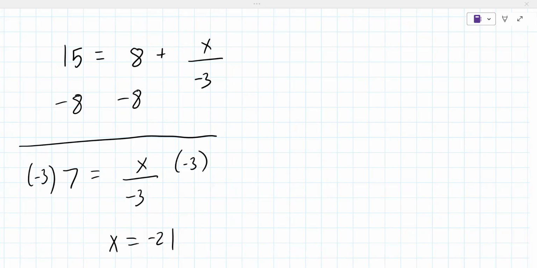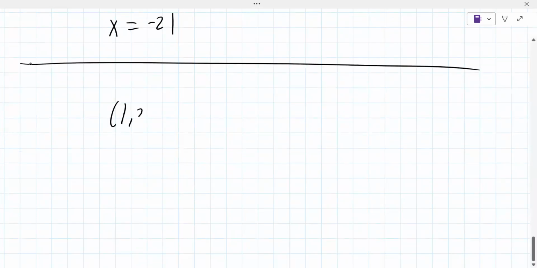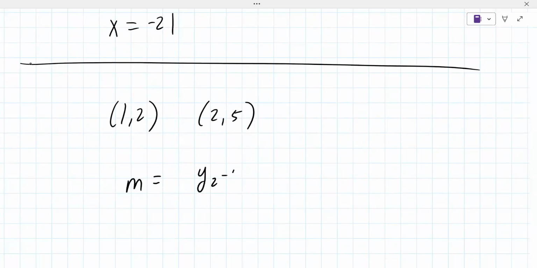Okay. All right, so let's look at a problem we did yesterday. I'm going to give you 2 points, 2 ordered pairs, (1, 2) and (2, 5). And we want to find the slope between them: y2 minus y1 over x2 minus x1. So give me the slope between these 2 points, please.